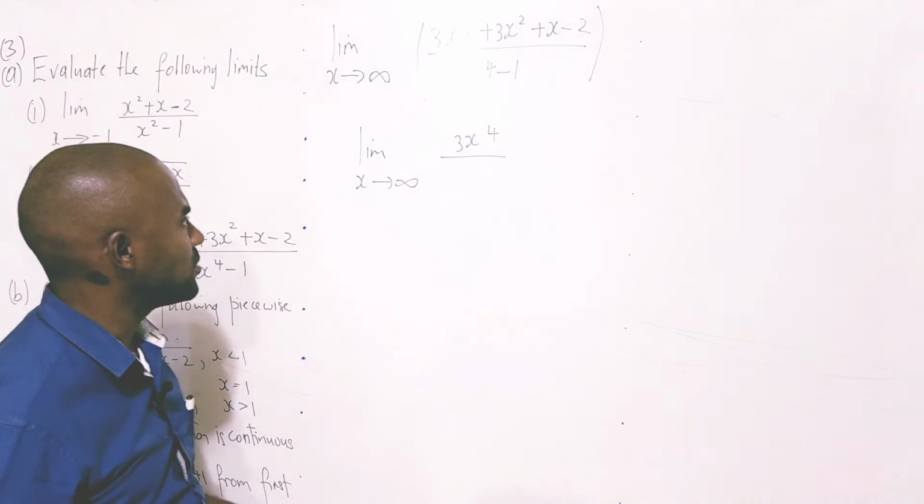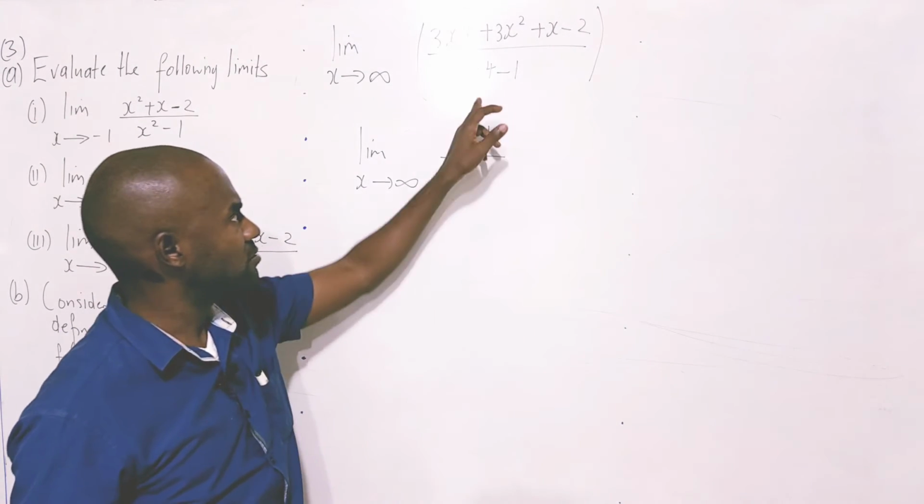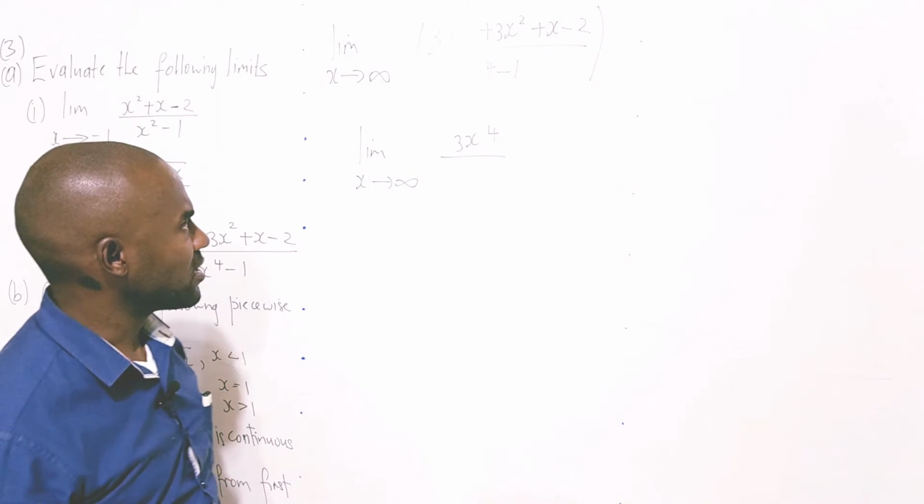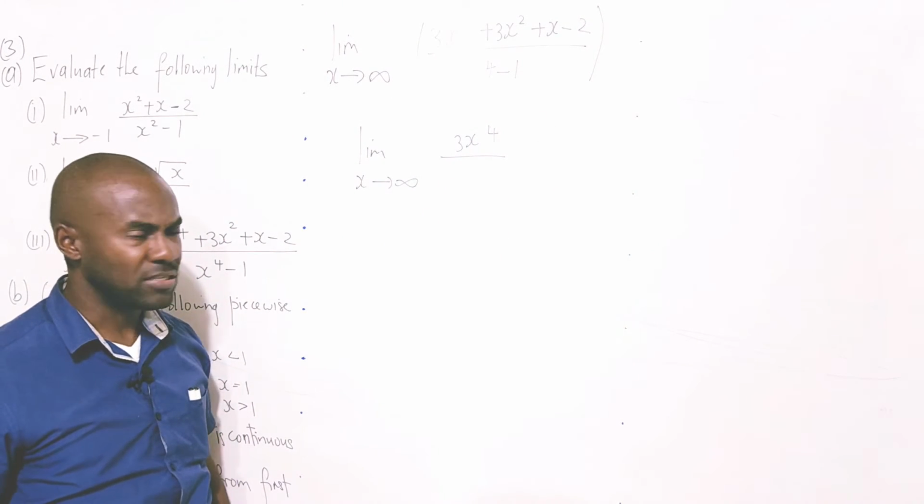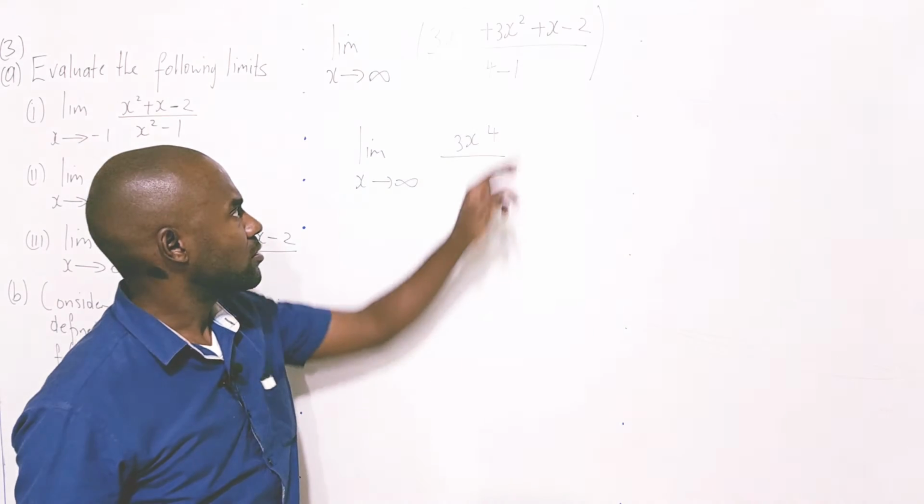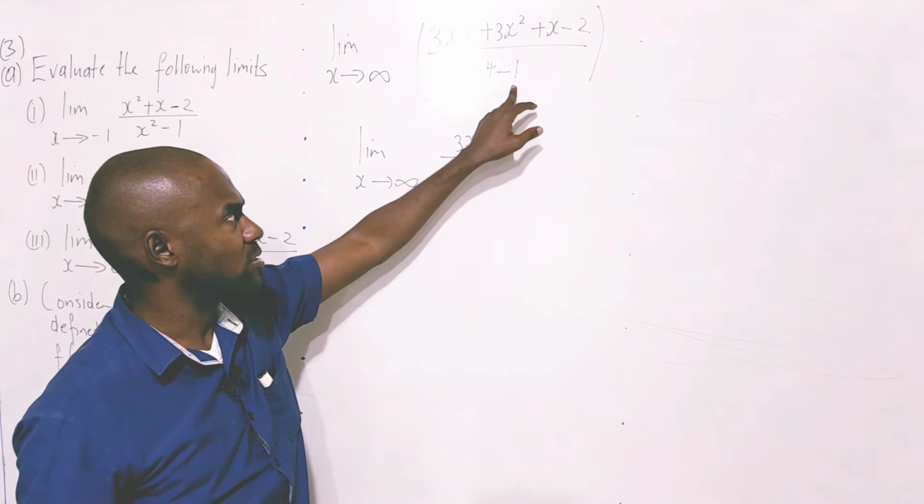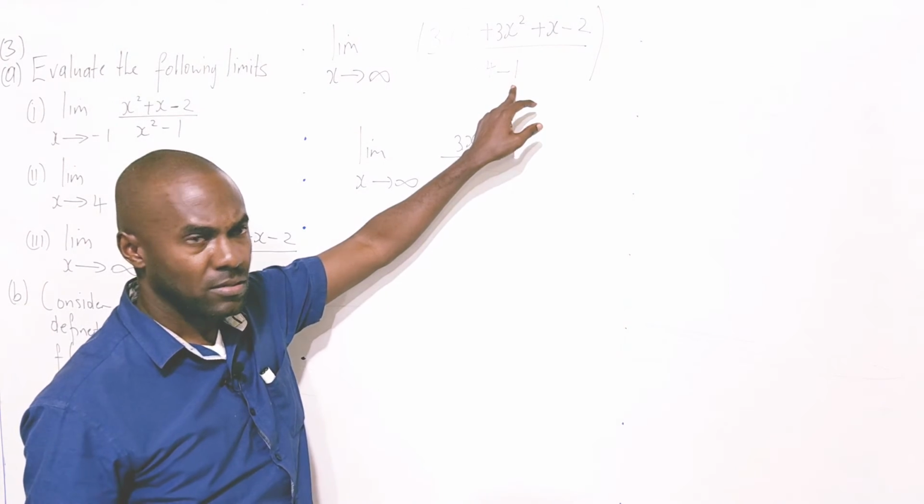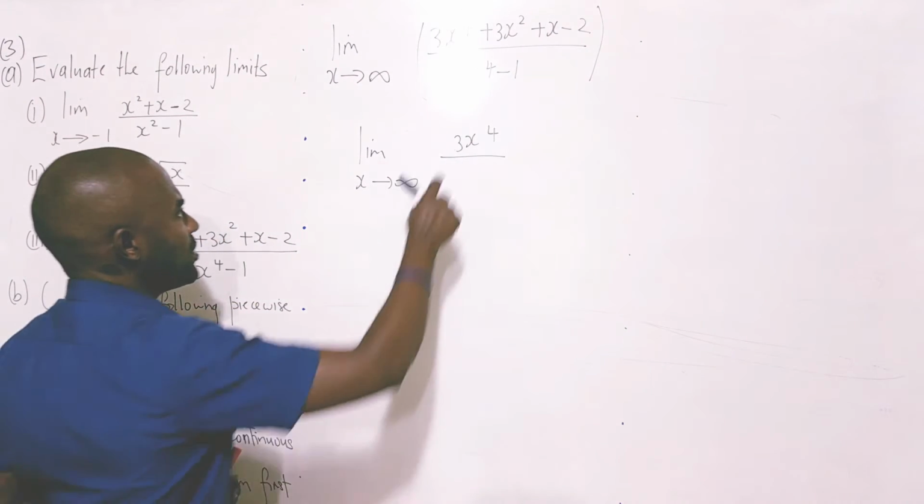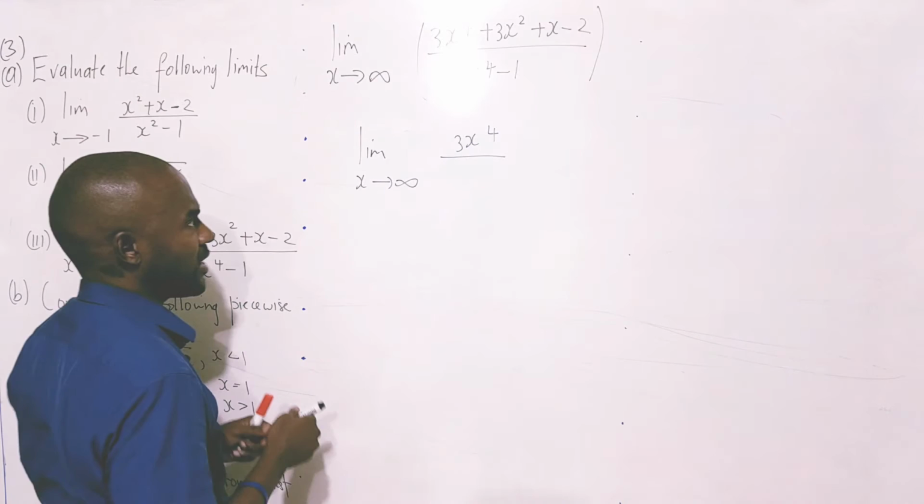Now let's examine the denominator. In the denominator, we have x to the 4th minus 1. Now as x gets very large, approaches infinity, then x to the 4th gets much larger than minus 1, and so this minus 1 essentially becomes insignificant. So again, now the dominant term in the denominator is x to the fourth.